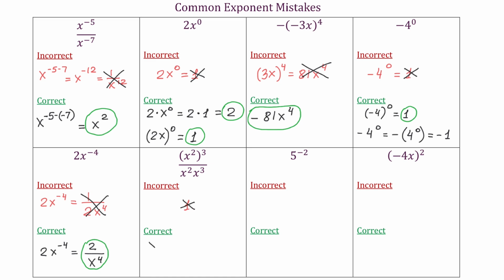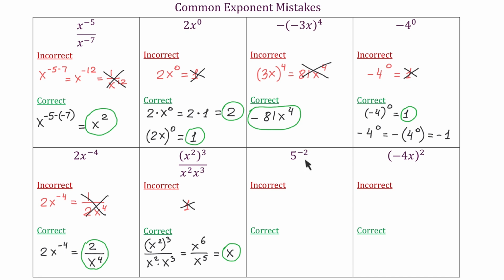When we have x squared all cubed over x squared times x cubed, then in the numerator, these exponents need to be multiplied. However, in the denominator, these exponents need to be added. Then we will have x to the 6th power over x to the 5th power, and this will be equal to x. Next, we have 5 to the negative 2nd power.